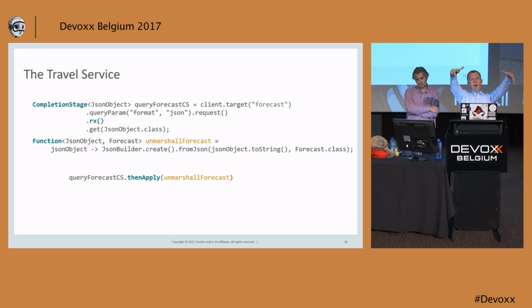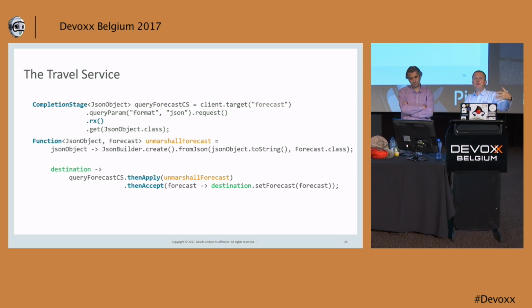So, to trigger the second task on the completion of the first one, we need this thenApply method in our code. What will this thenApply method take as a parameter? Well, it will take a destination as a parameter. So this is going to be a function that takes a destination and queries the forecast service with this destination.